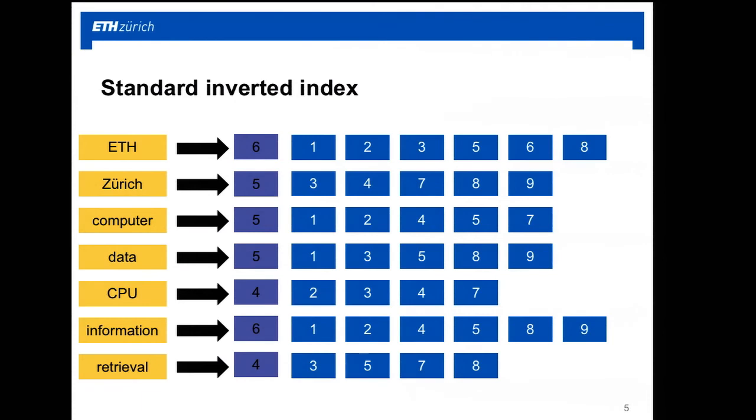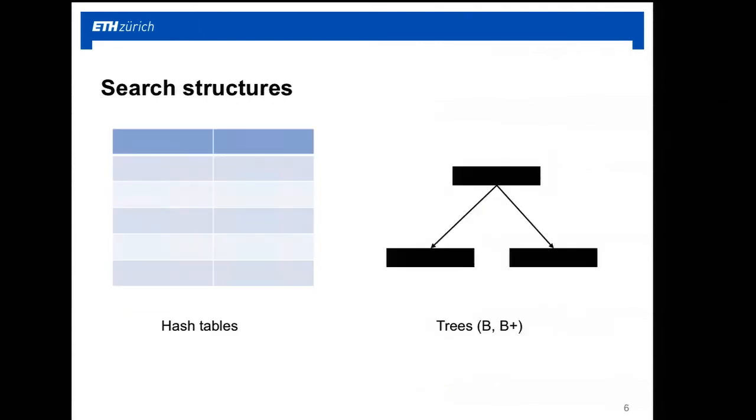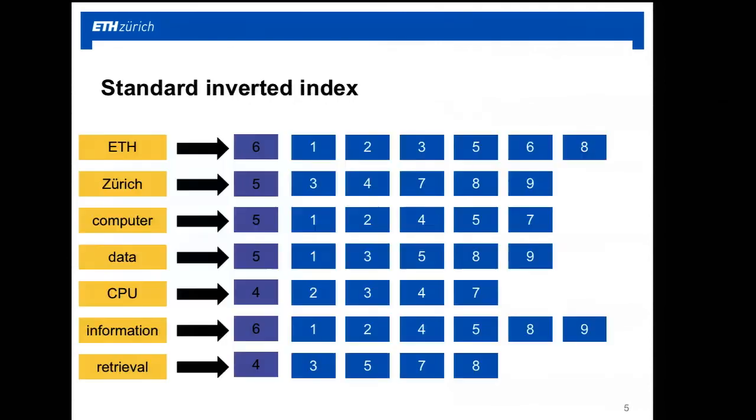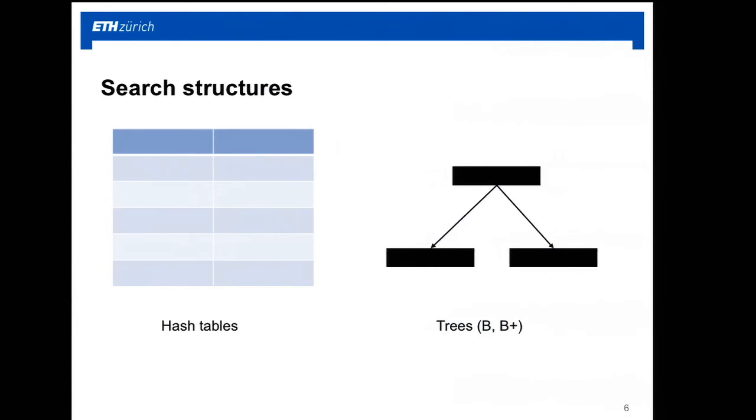I spent a lot of time in the first week on the standard inverted index, just for the reason that it's used everywhere, not necessarily as is, so we improved it a little bit to implement other features, but this is the central structure of information retrieval. On the left here it's just a flat list of terms, but the way that this flat list of terms is organized is typically with a search structure, like hash tables and trees, B plus trees.